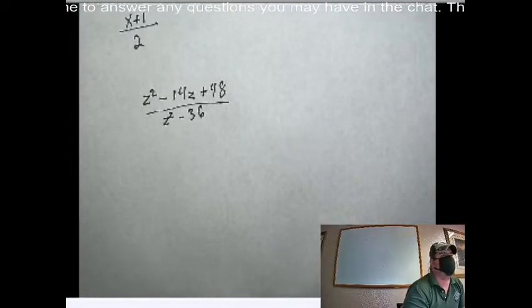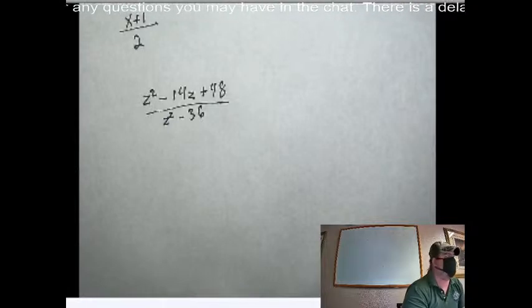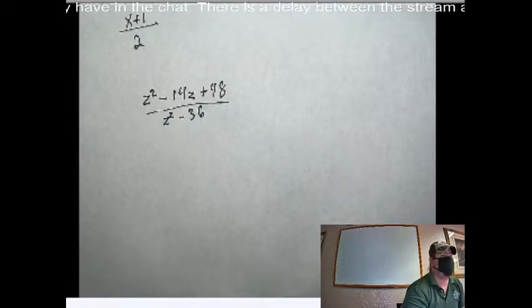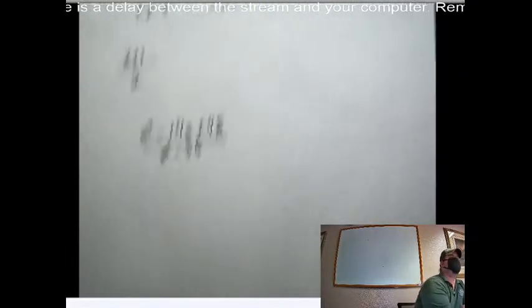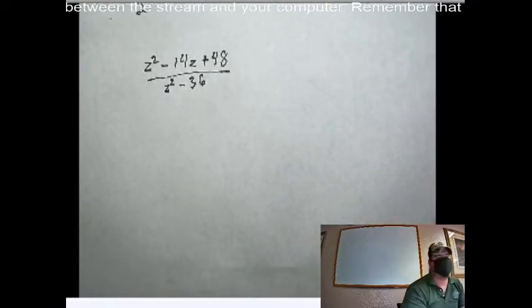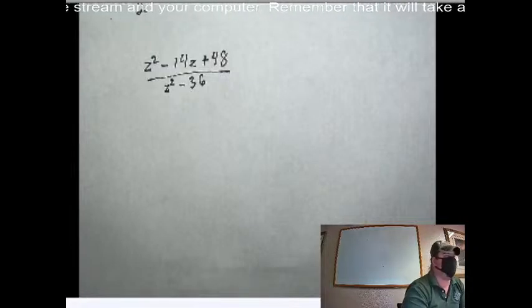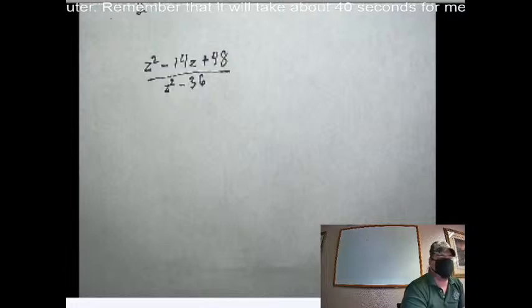So we've got a trinomial divided by a binomial. And what we want to do here is simplify it, very much like we did this, and find the excluded values, anything that we might not be able to plug in for z. Okay?